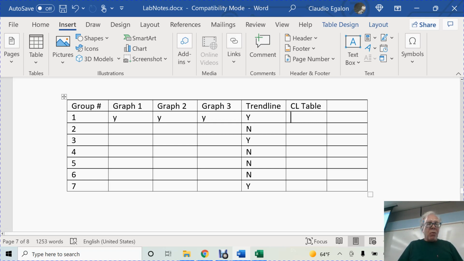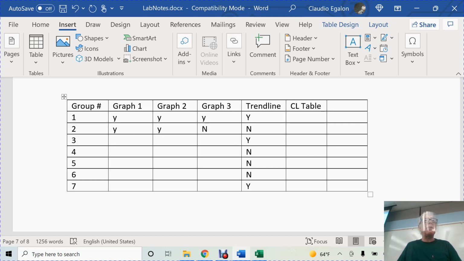So let's go, group number 2. Did you do the first graph, group number 2? The first graph, yes. What about the second graph? Yes. Third graph? The third graph I'm working on. Okay, good. So I just want to see where you are, so you're not at the trend line yet.